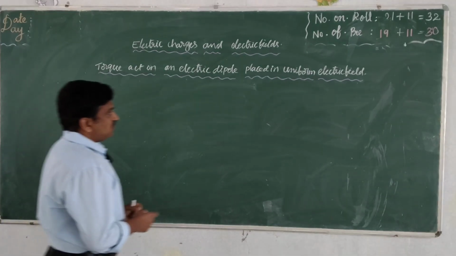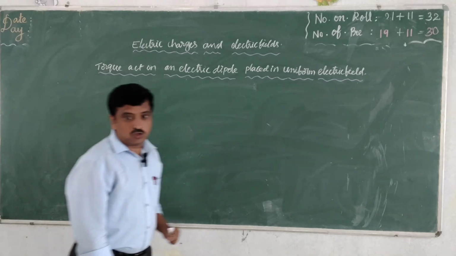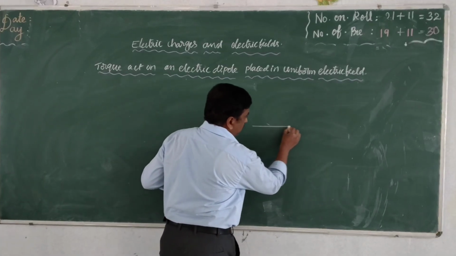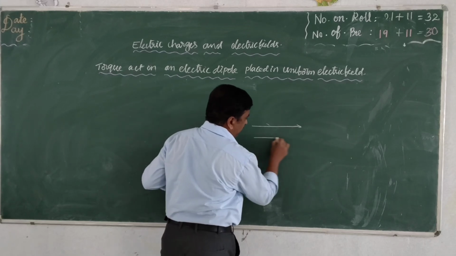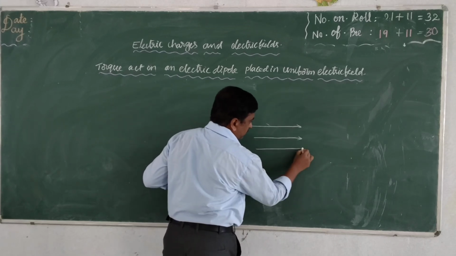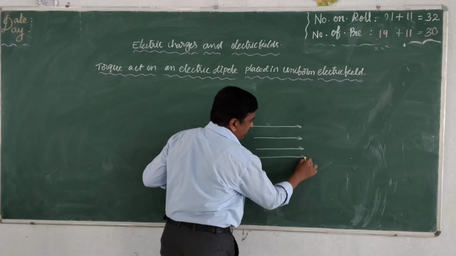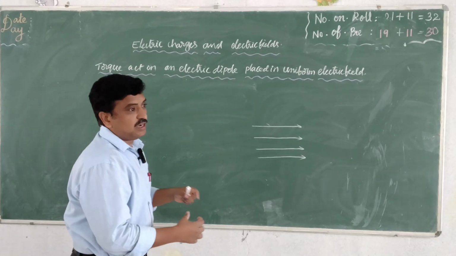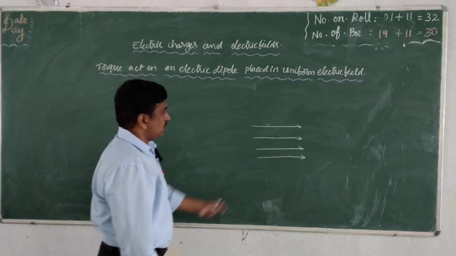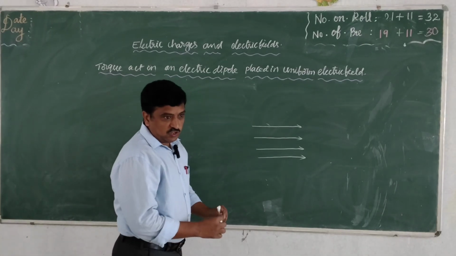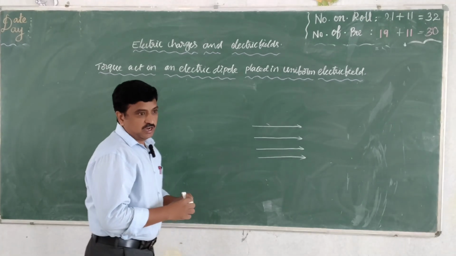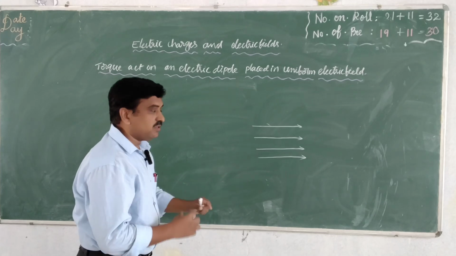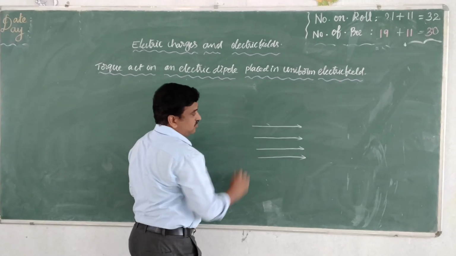See here, first we discuss the uniform electric field. Uniform electric field means electric field lines are parallel to each other, straight lines, and equispaced. That electric field we call a uniform electric field.